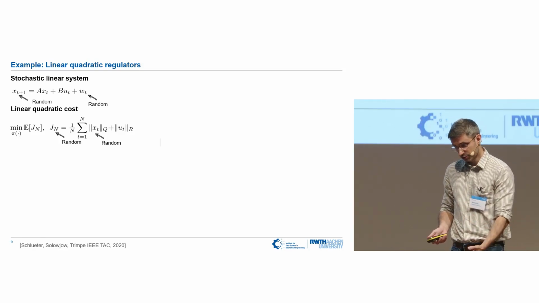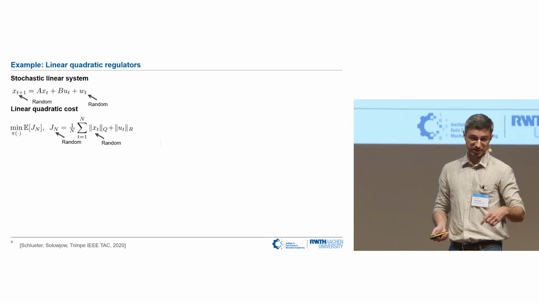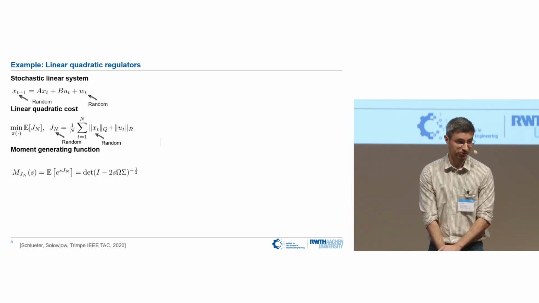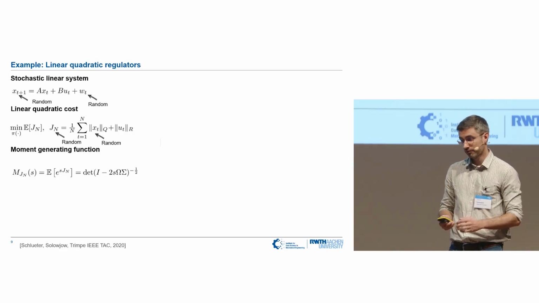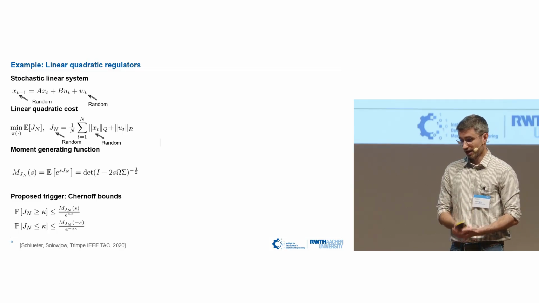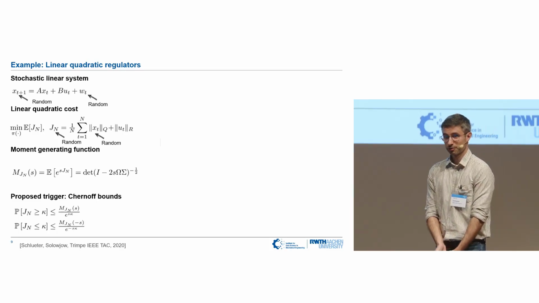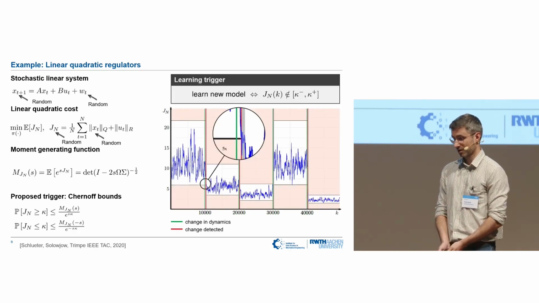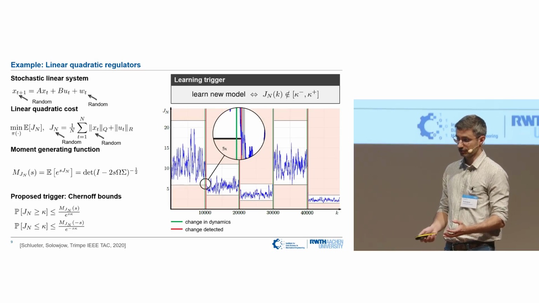And we dug deeper here and actually computed the same object that we've seen in the previous talk, which is here now the Laplace transform and not the Fourier transform. And we derived the moment generating function for this cost. And why is this useful? We can compute confidence bounds based on this, which then leads to this trigger.